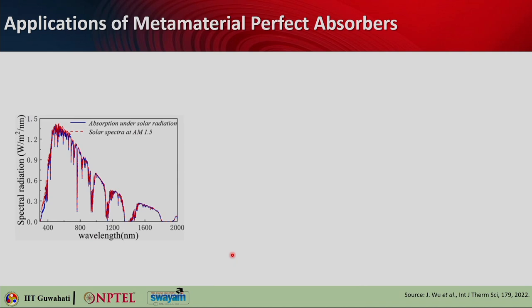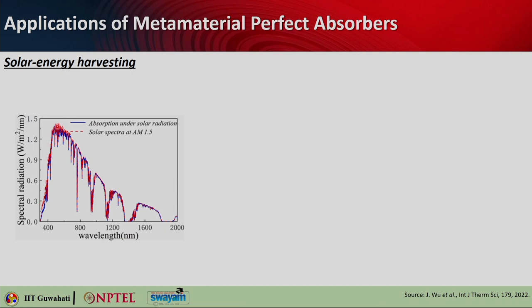Now let us look into the applications of these metamaterial perfect absorbers. The first application that comes to our mind is solar energy harvesting. And when we talk about solar energy harvesting, the most important thing for us is to know what the solar spectrum looks like. So you can see this is the solar spectrum, or solar spectral radiation, versus wavelength. It actually follows this particular pattern.